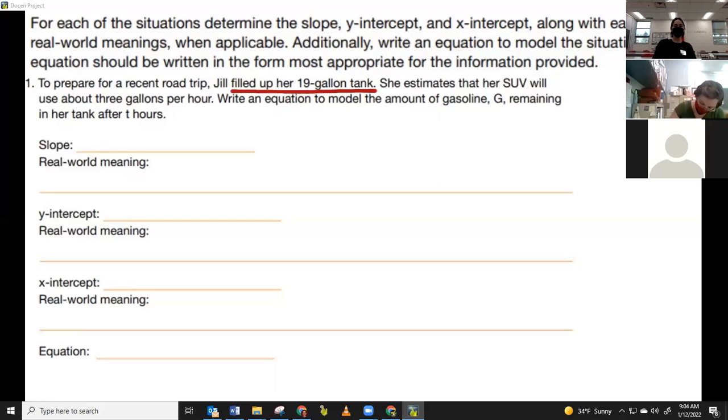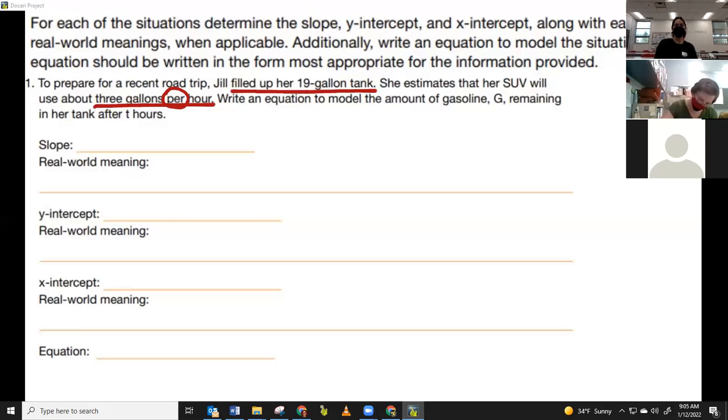Yes, there's another important piece of information. 3 gallons per hour. All right, so let's talk about the information that we've got underlined so far. There's a particular word in that last piece that I just underlined that really jumps out at me. She estimated the SUV will use about 3 gallons per hour. Yes, that word per. Why did the per jump out at me? Morning, Jada. What did that per signal?